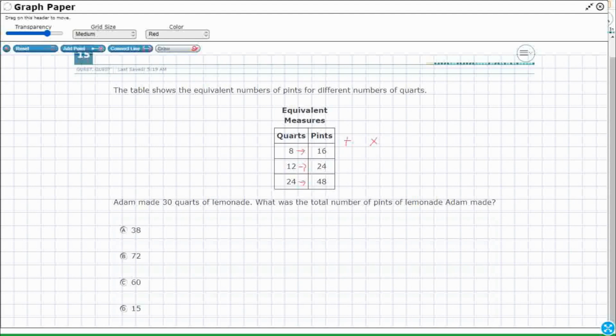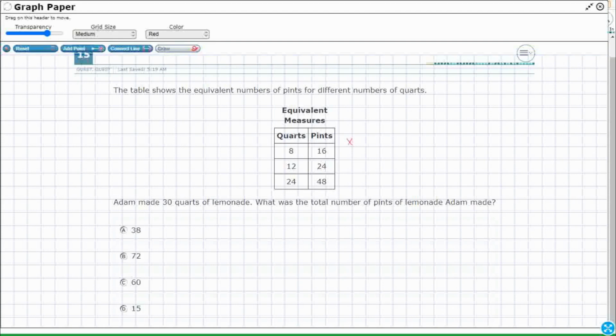So let's try adding first, right? So we can try a plus 8. 8 plus 8 makes 16, but does 12 plus 8 make 24? No, 12 plus 8 makes 20. All right, so there is no erase feature, unfortunately. You just have to hit that reset button in the top left, and that just gets rid of everything.